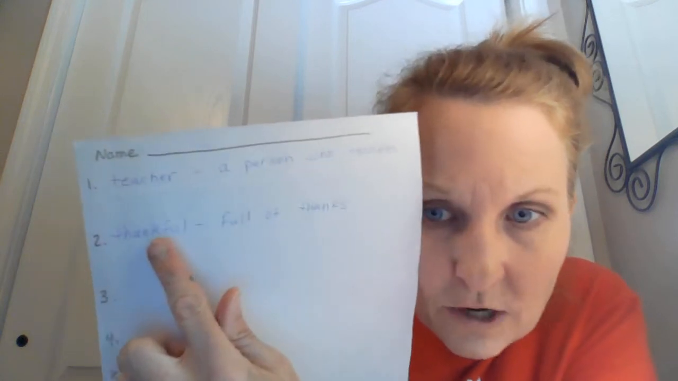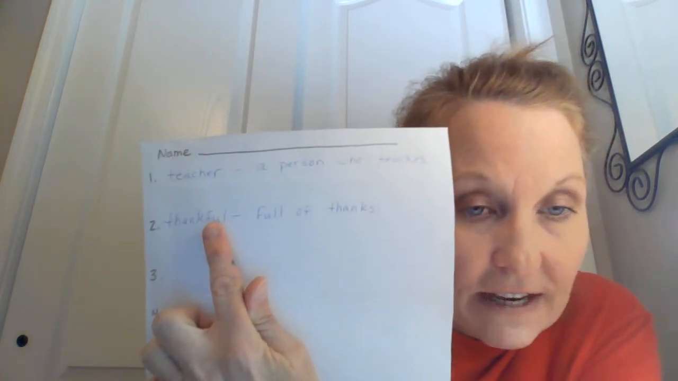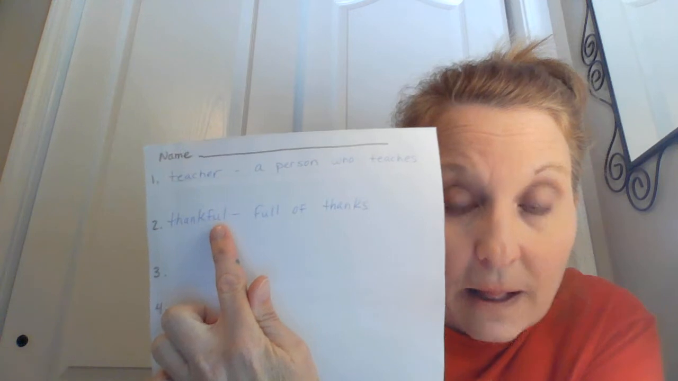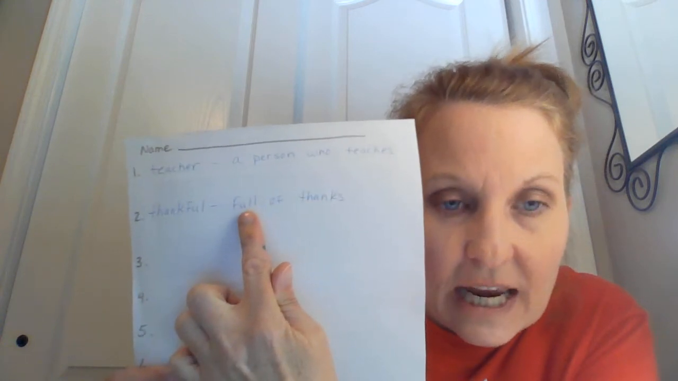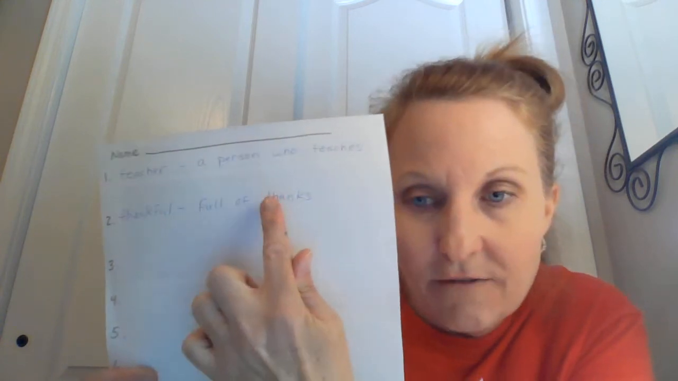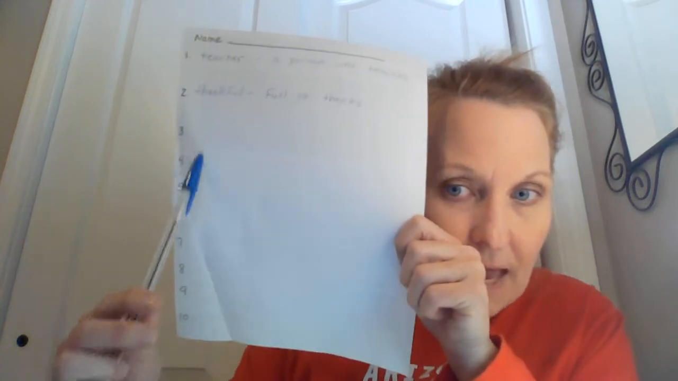Now remember, when you're using the suffix at the end of the word, like on thankful, the suffix F-U-L, it's one L. But when you're writing the definition, it is 2 L's, full of thanks. So you're going to pick 8 more and do the same thing I did.